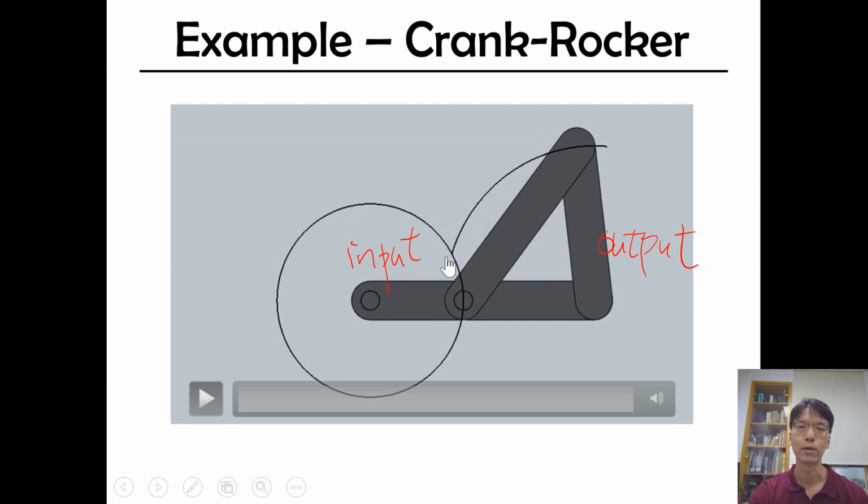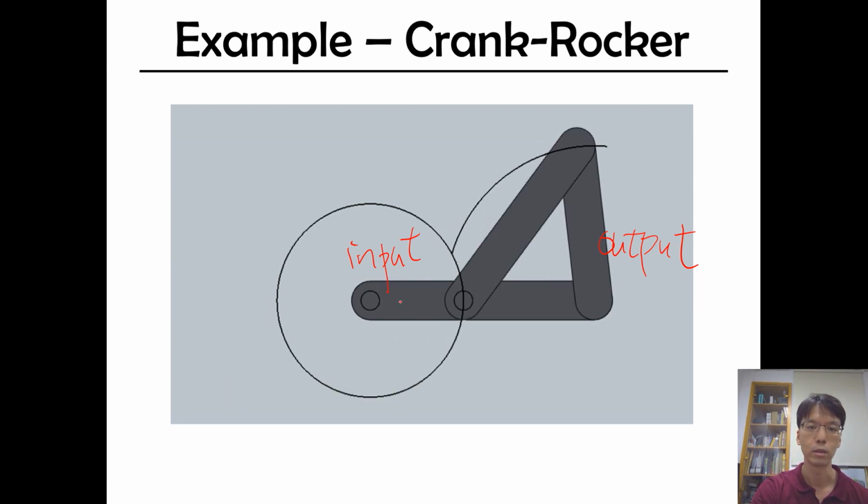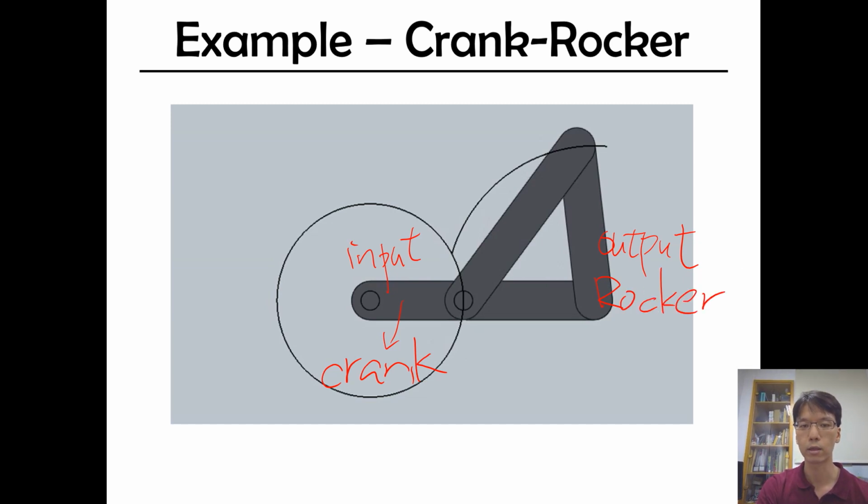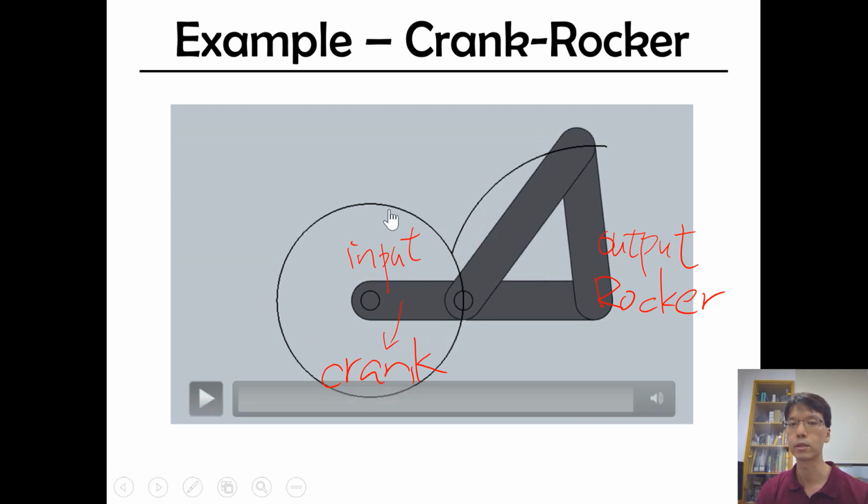And that's the reason why it's called crank rocker. We'll talk about this later, but here I just give you a brief idea. If a link can do a circular motion, a full circle, then we call that link a crank. And if it's swinging, then we call it rocker. So in this case, the output is a rocker, the input is a crank. So we call this one a crank rocker mechanism.